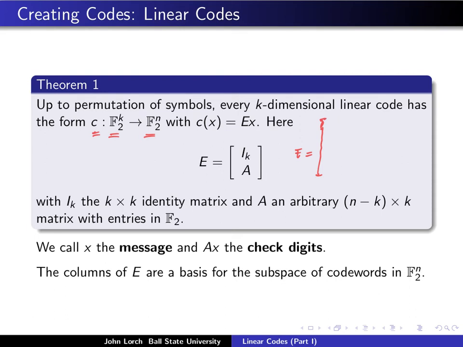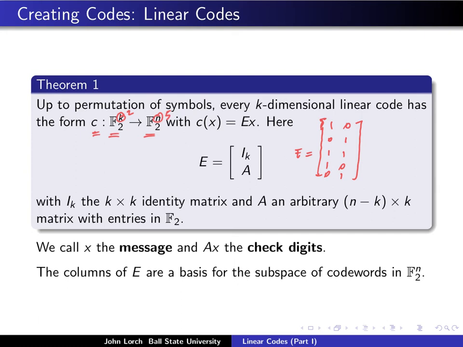Right? And it looked like this. It was 1 0 1 1 0 and 0 1 1 0 1. And in that example, the k was equal to 2 and the n was equal to 5.